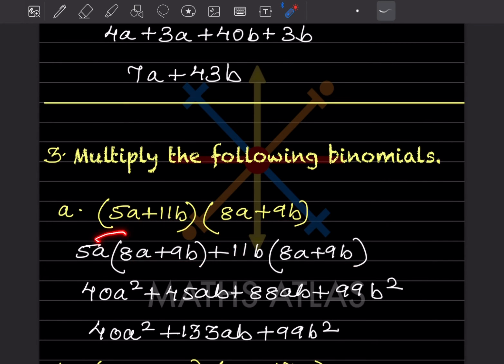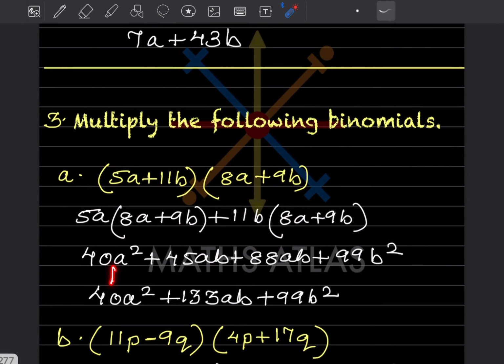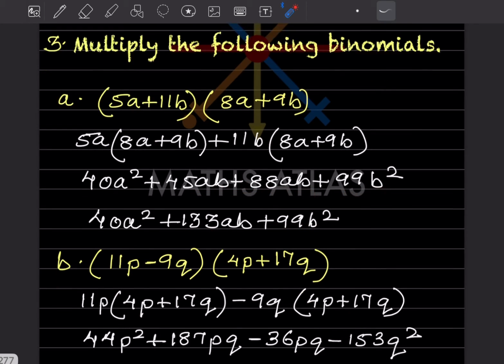So now you will see here, that is going to be 40a squared plus 45ab, and this is going to be plus sign as it is, 88ab, and this is going to be 99b square. So now what we can see here, 40a square, and these are the like terms, ab and ab. So that is going to be 133 because both is plus, and this will be 99b square.